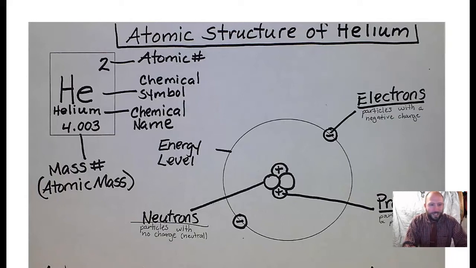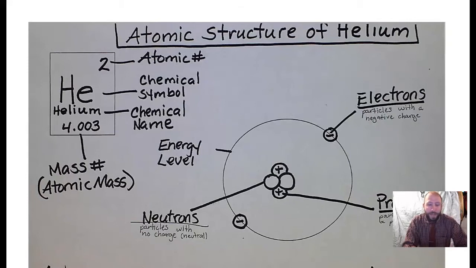So He goes in the center of the box. That happens to be the chemical symbol for helium. We have a 2 in the upper right-hand corner, which happens to be referred to as the atomic number. We have the name helium, the chemical name, right below. And we have this 4.003, which is our mass number or our atomic mass.